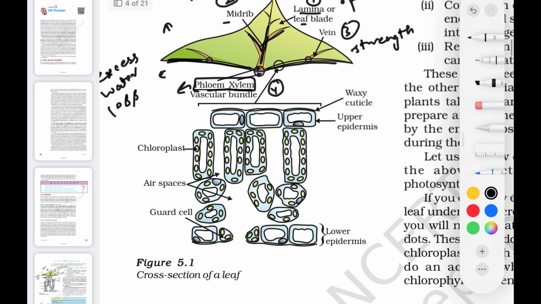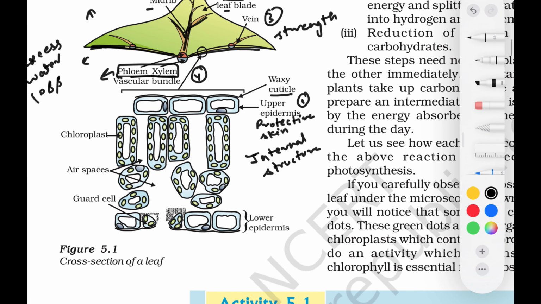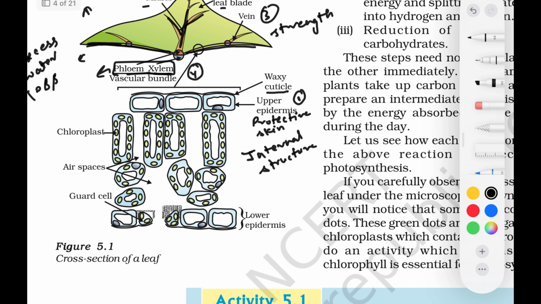Now come to the cross section of a leaf that shows the internal structure of a leaf. The topmost layer is known as upper epidermis. It is like a protective skin. Okay, and it is covered by a waxy cuticle to prevent water loss. So this is usually transparent so that sunlight can easily pass through.